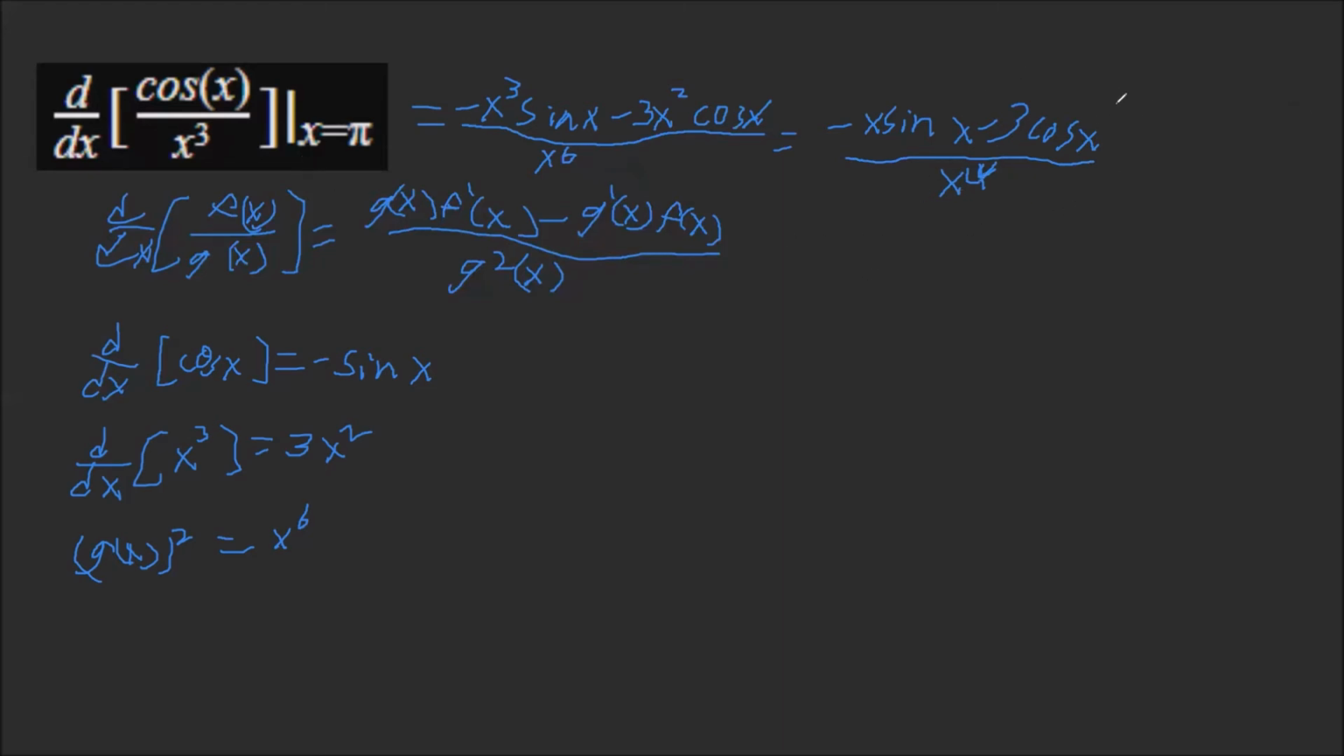Oh, I forgot we should probably find it when x is equal to pi. So over here, this first term, negative x sine of x, when you plug in pi, you end up with 0, of course, because sine of pi is 0. So we can say that this over here is equal to 0 minus 3, because cosine of pi is equal to negative 1, all over pi to the power 4, and that's equal to negative 3 over pi to the power 4, and that is the derivative of cosine x over x cubed at x equals pi.